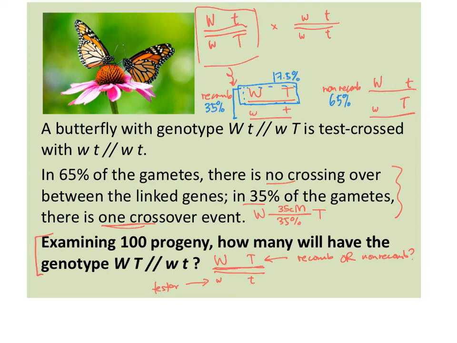If we return now to this bottom question, looking at 100 progeny, how many will have this big W, big T, little w, little t genotype? We can say 17.5%, or about 17 to 18 individuals from the 100 that we examined will have this recombinant genotype.